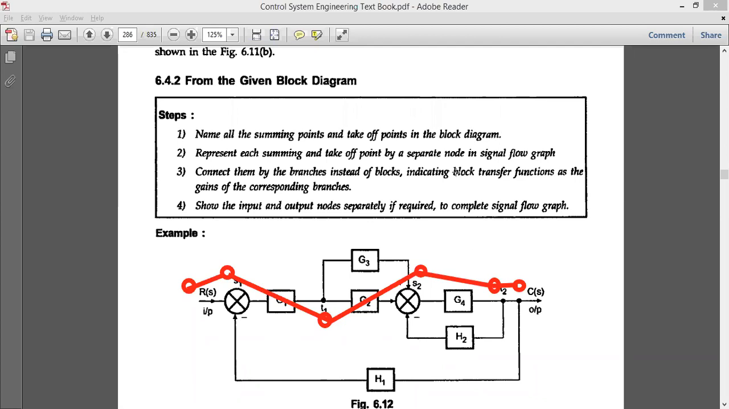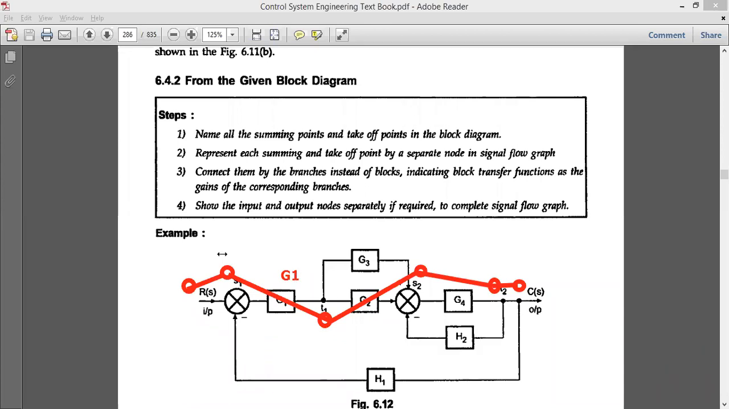So what you should do is change that block into the gain of the corresponding branch. It means that instead of drawing the block, you should simply write G1 between these two nodes. Okay, this is G1. Now let me give the names here also.